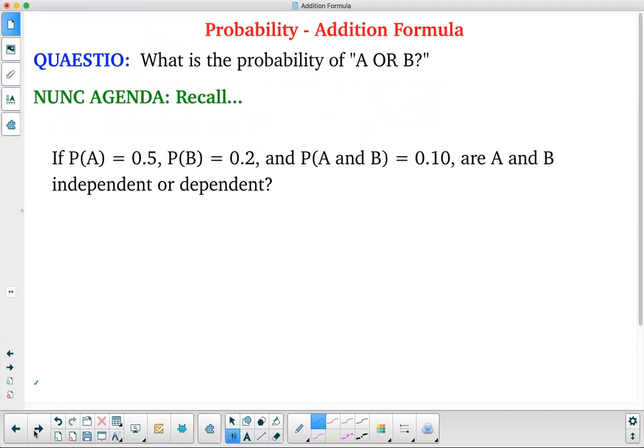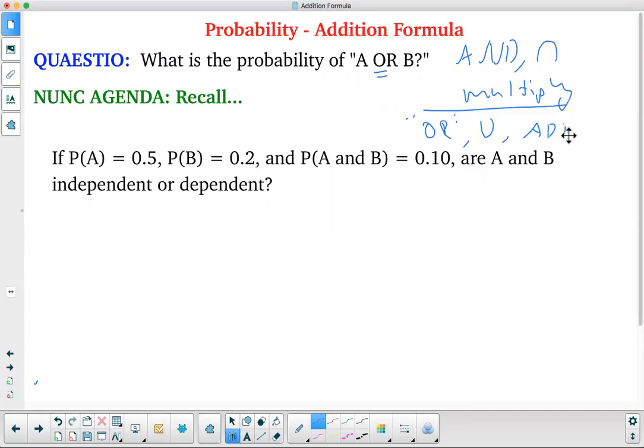Okay, so we used the word and. Now today we're looking at the word or. Also, this symbol means multiply. For the word or, this symbol, just a regular U, means add. So let's see. This is just another simple one.